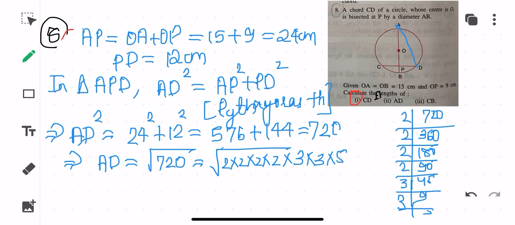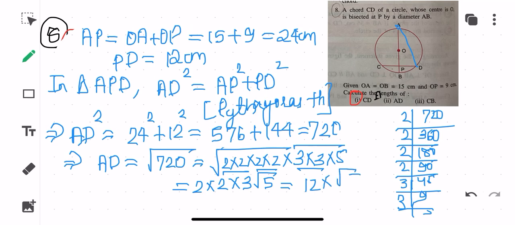Okay, children. So when we take out the root, out of each pair of common factors we take one out. So this is 2 into 2 into 3 into root 5. So 2 2s are 4, 4 3s are 12. So this is 12 into root 5. You must know how much root 5 is equal to, children. Root 5 is equal to 2.73.